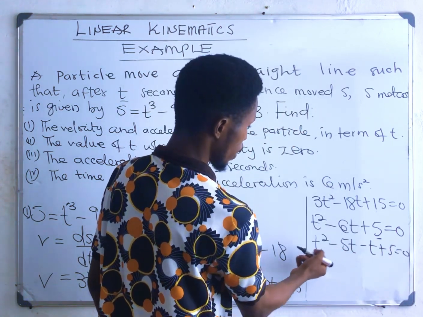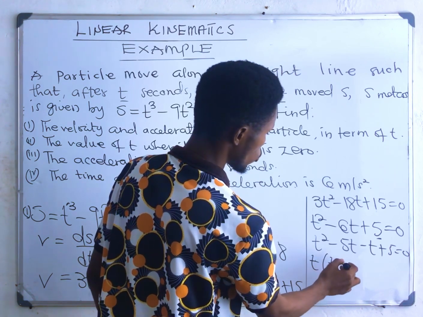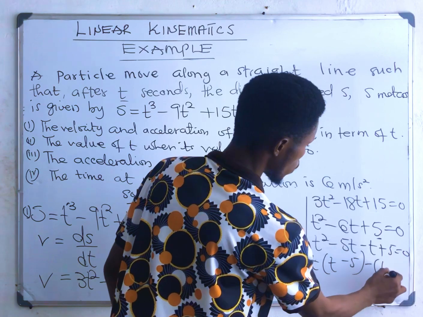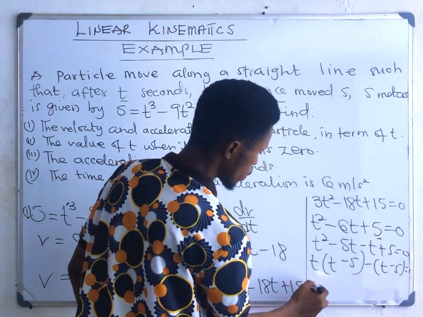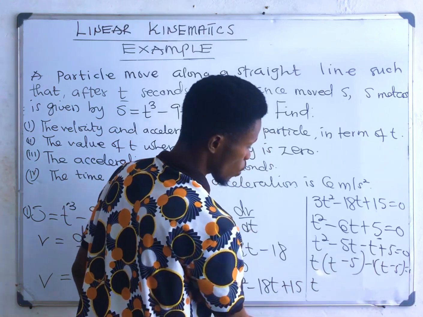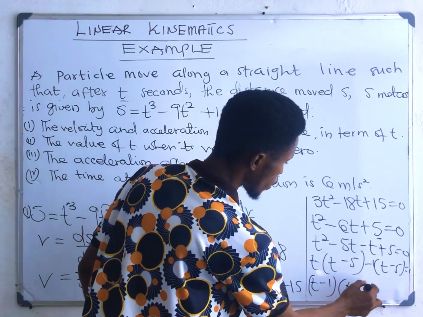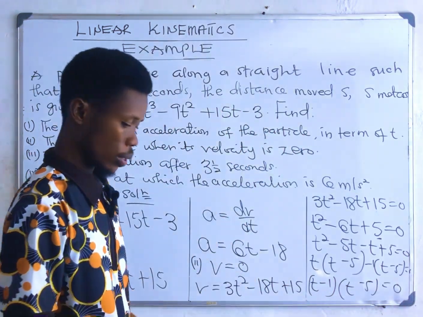So here if I factorize t out, what do I have? I have t minus 5. Then here too, there's 1 here, so minus 1, t minus 5 equals 0. So we have t minus 1 times t minus 5 equals 0. Is that okay? Very good.